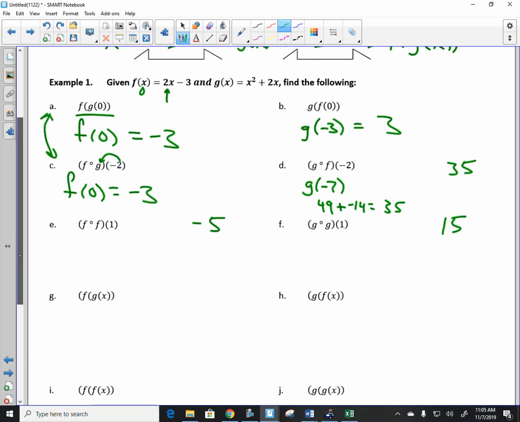Letter E, f of f of 1. I take 1 and plug it in. I get 2 times 1 is 2, minus 3 is negative 1. So you then take negative 1 and plug it back into f again. 2 times negative 1 is negative 2, minus 3 is negative 5.